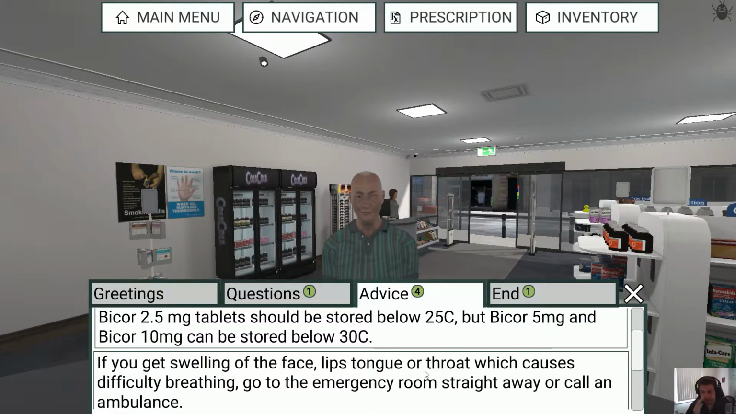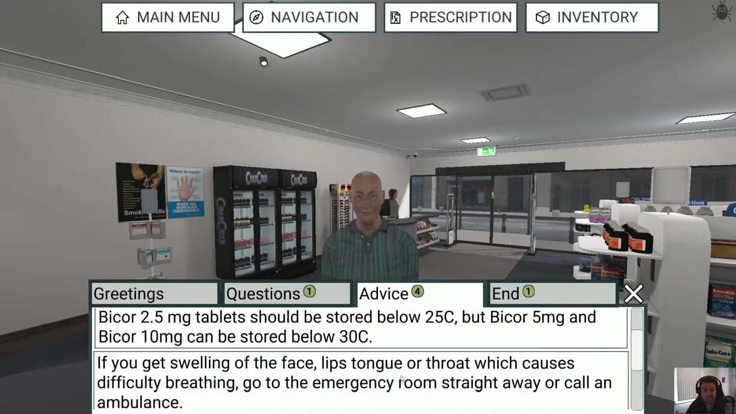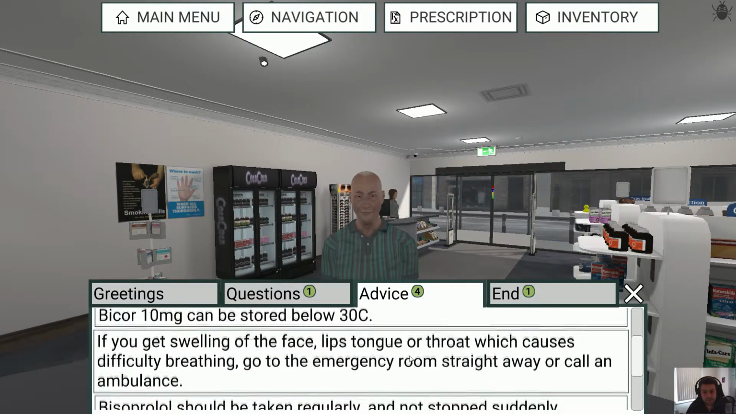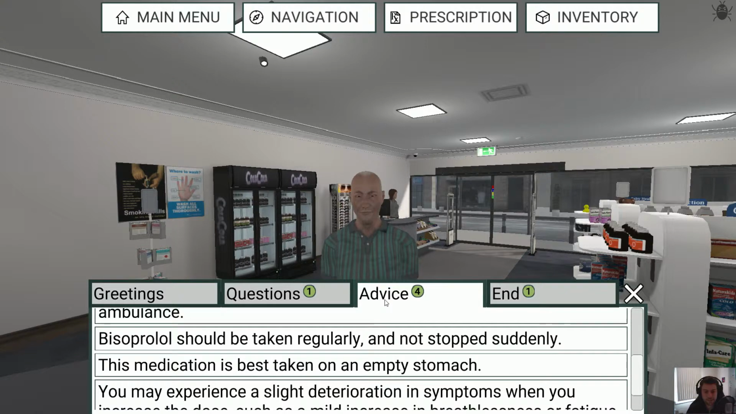So now we'll give him some general advice. This advice here about storage, largely irrelevant. This advice here about if you get swelling, so this is describing an allergic response reaction. He's already taken this medication before. An allergic response to this medication is pretty unlikely, so I don't think we'll bother with that.